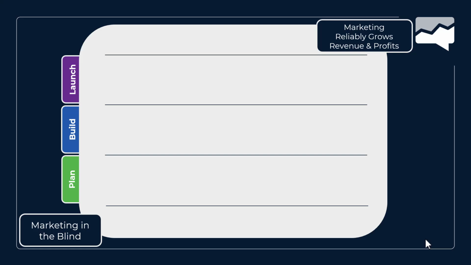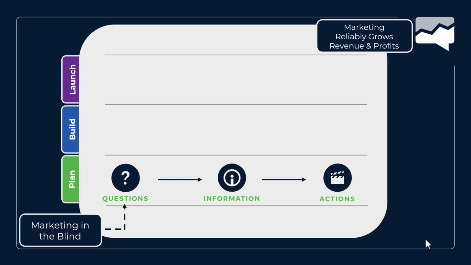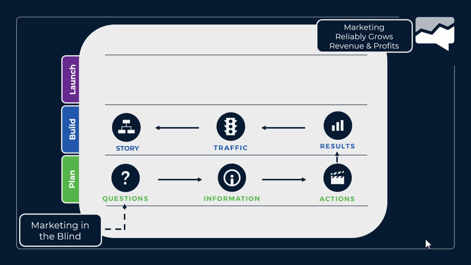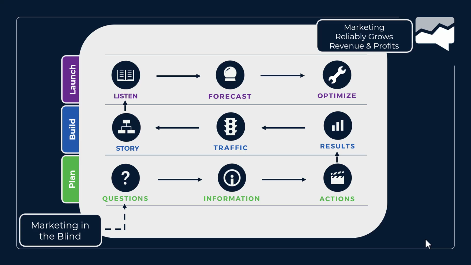And to do that, we go through our framework, which is plan, build, launch, where we ask the right questions, get the right information, and actually take the actions we need to take to move forward. Then after we have that, we go through results, traffic, and story, truly understanding what traffic is giving you the result and building that story. Then we listen, forecast, and optimize. That means we're looking at the data, we understand the data, we're not having to dive deep into analyzing, we're just listening, and then we're forecasting and optimizing. And again, this is called the Measurement Marketing Framework.